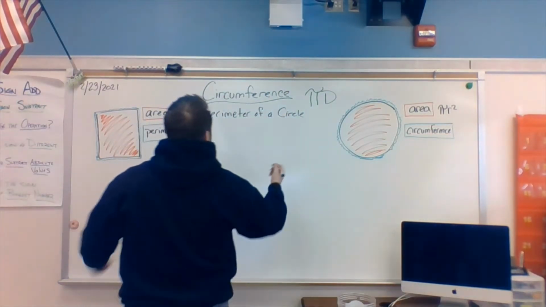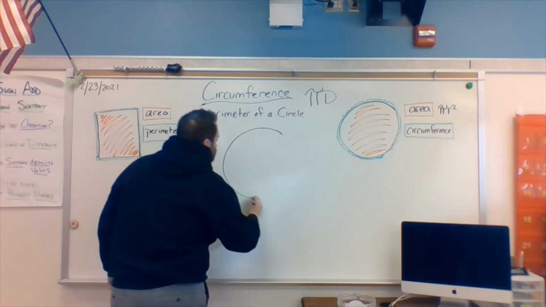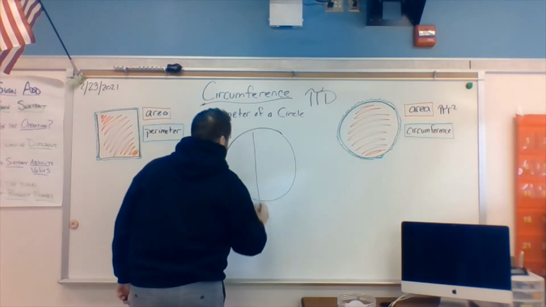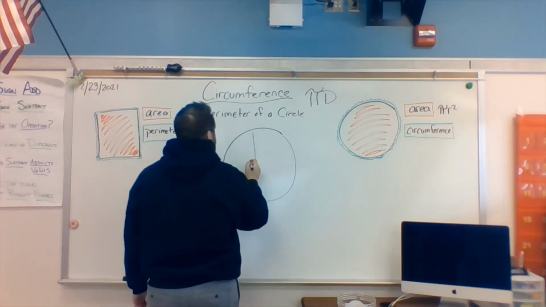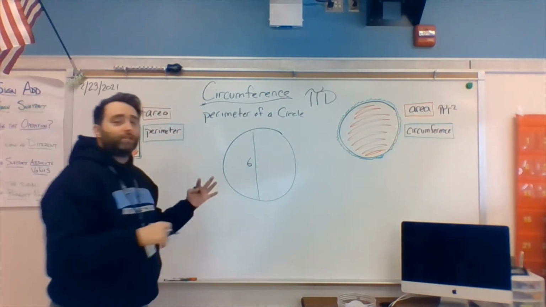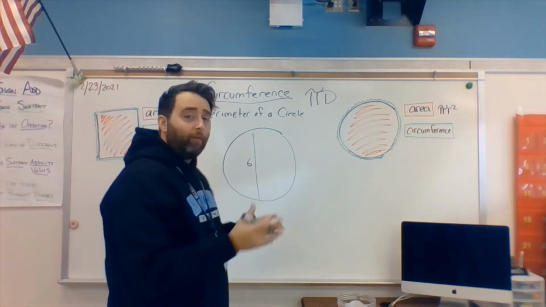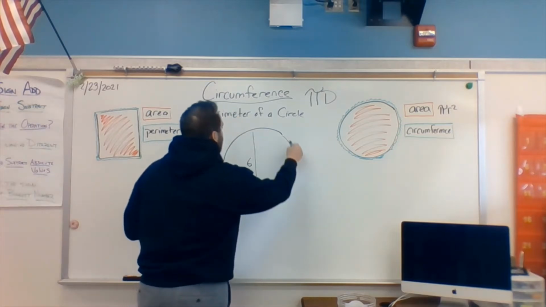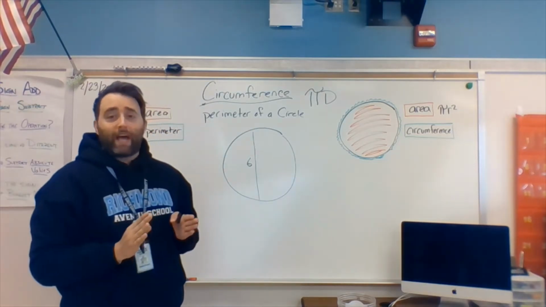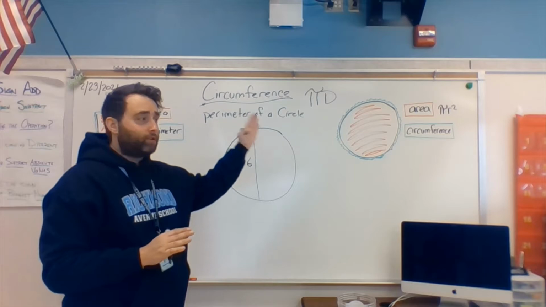Here we go. Okay. Gonna draw some terrible circles. I'm gonna draw some decent straight lines. The diameter of this one, let's say it is 6. Okay, diameter is 6. I need to know the circumference of this circle. I need to know the distance I would walk if I were to walk all the way around this circle. That's what it's asking. The perimeter of the circle.